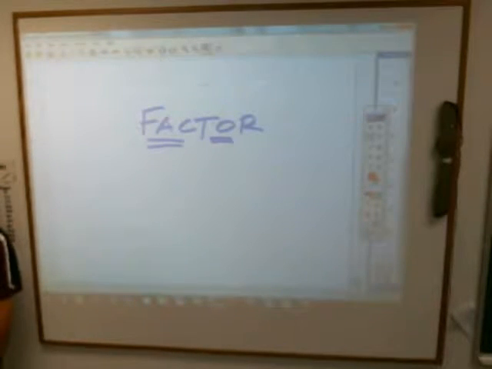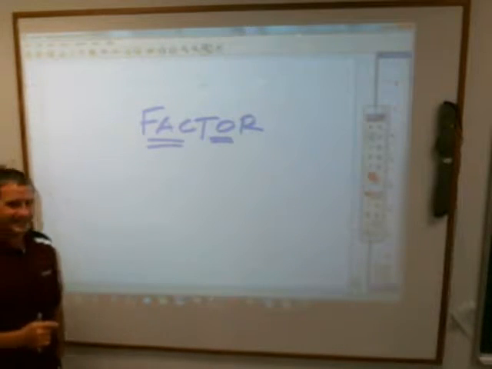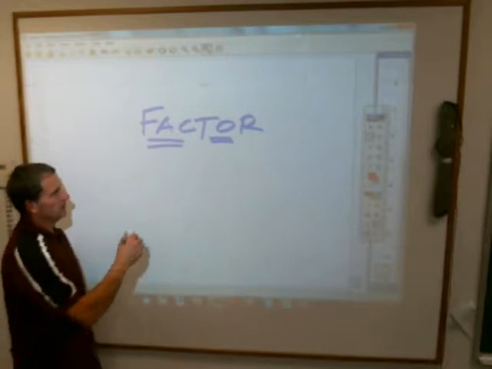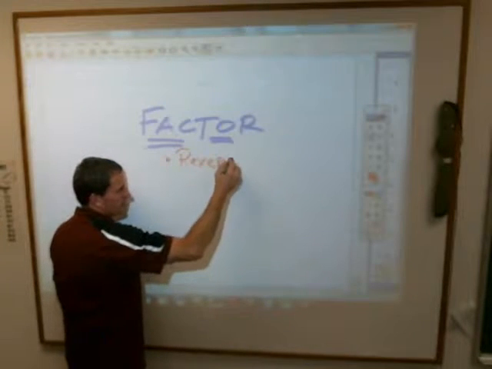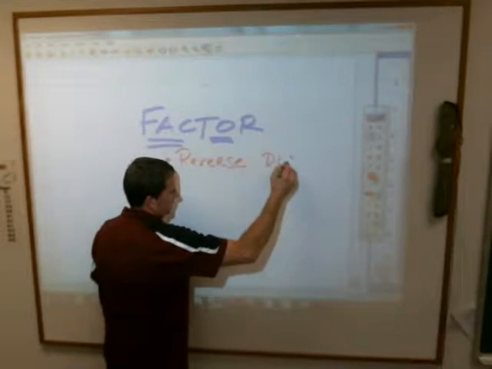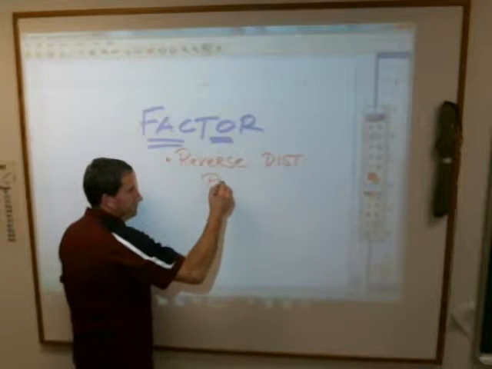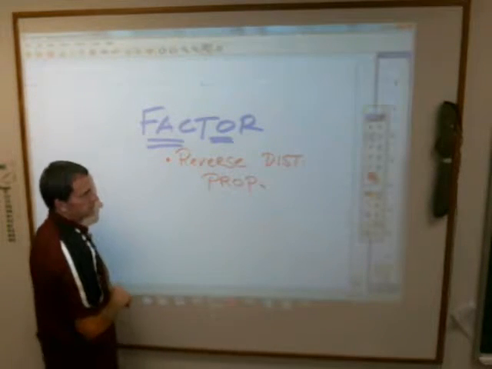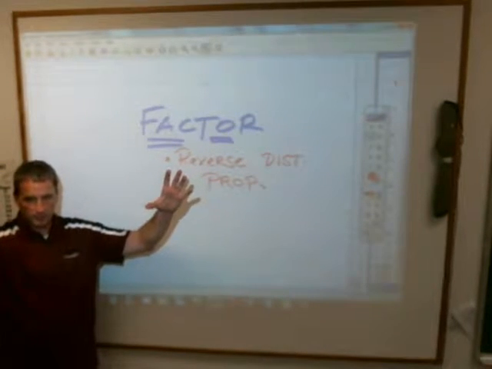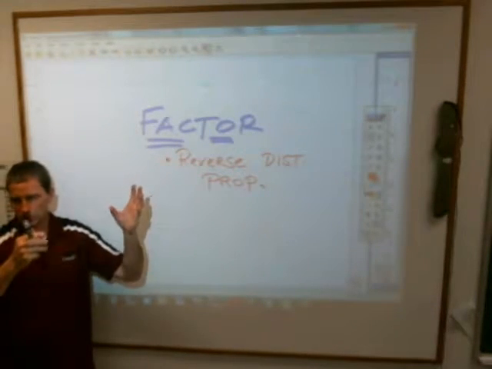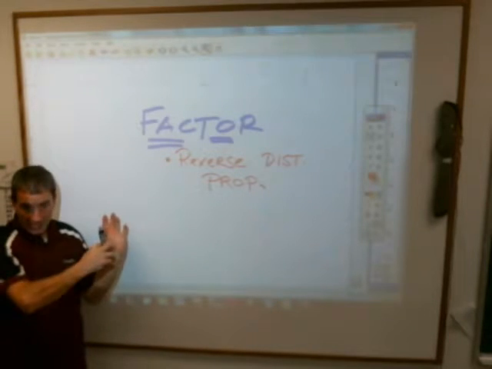When you are asked to factor, ladies and gentlemen, and young adolescents in the prime of your youth, you are being asked to do the exact opposite of what we just learned. You are asked to do what I call the reverse distributive property. Factoring means you start with something that has a couple of terms in it, and you have to go backwards and change it so that it has a parenthesis and something outside of the parenthesis.